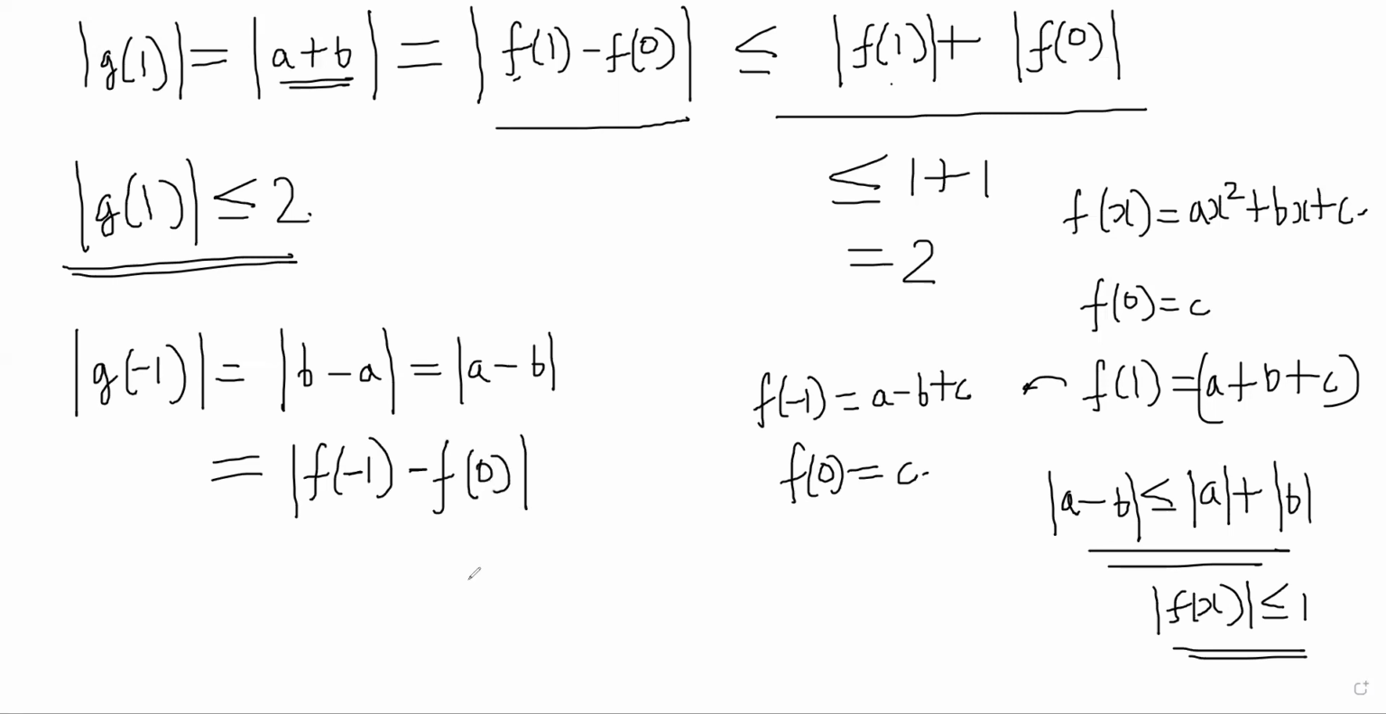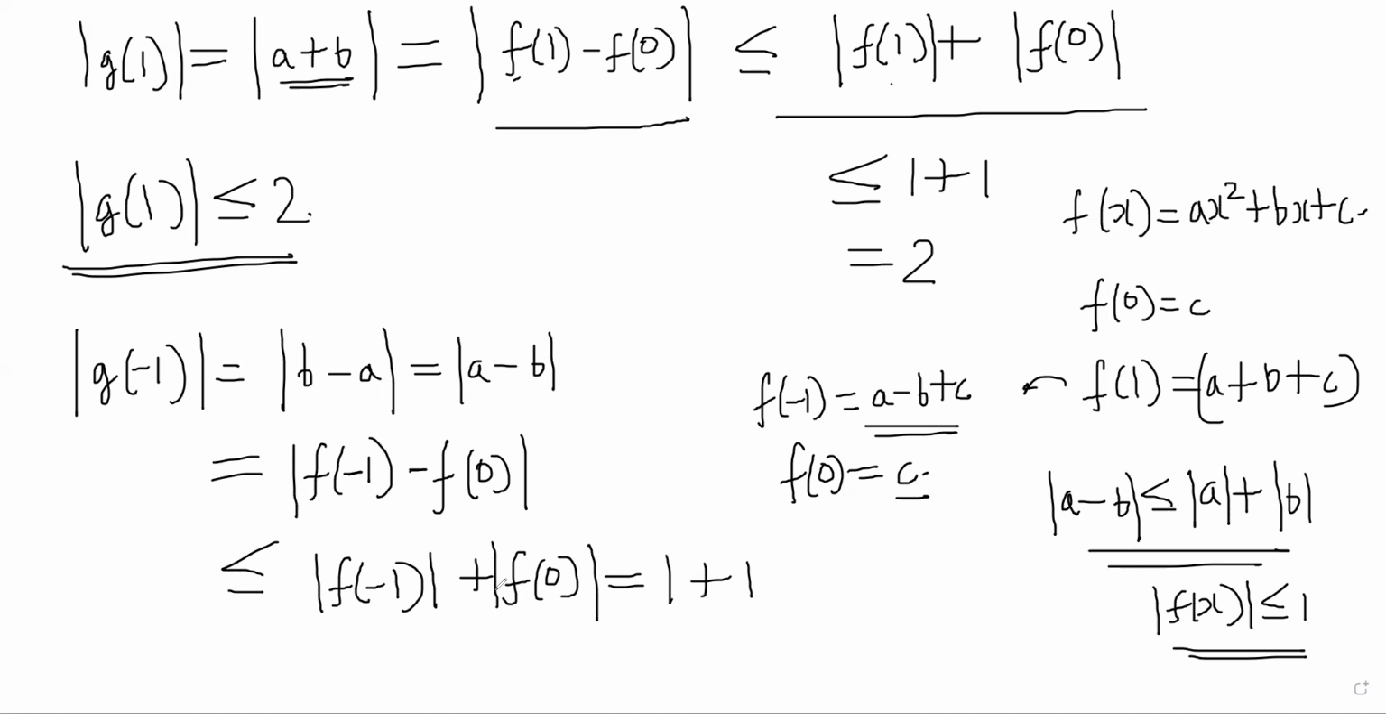Minus f of 0, right? Mod of f of -1 minus f of 0 will be a minus b plus c minus c, which is a minus b. Again, we follow the same triangle inequality and we say this is less than equal to this, which is equal to 1 plus 1. So we get that mod of g of minus 1 is also less than equal to 2.